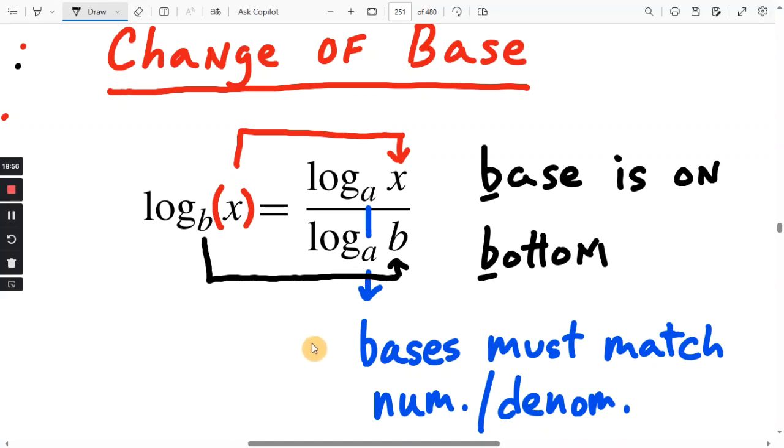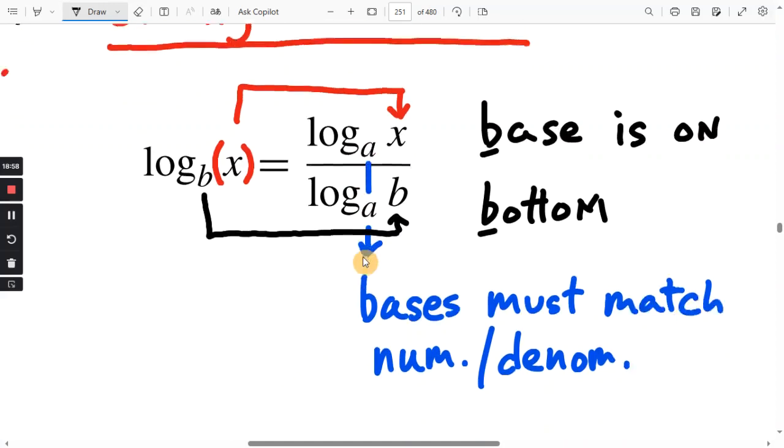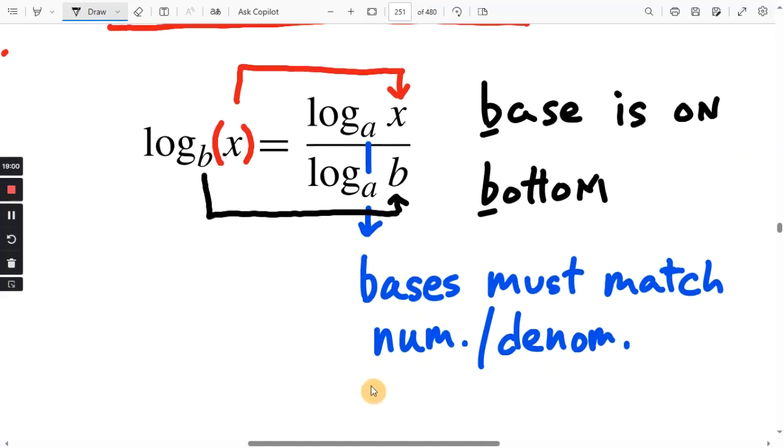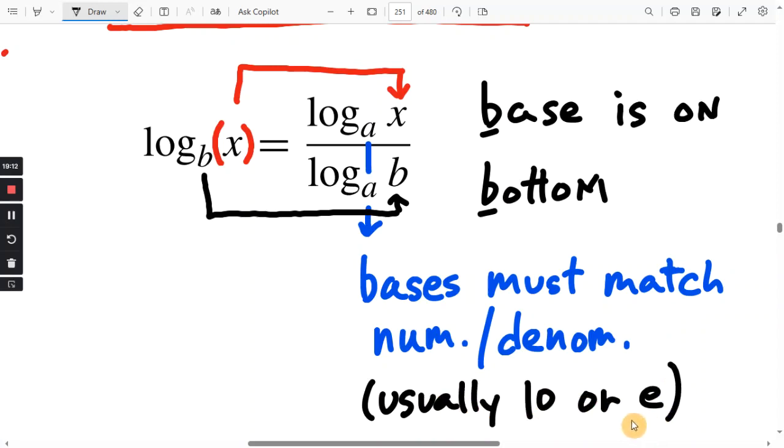All right, and by the way, this base a, I'll put this in parentheses. It's usually going to be base 10 or base e, because base 10 is the log on your calculator, and e is the ln button on your calculator. So usually the base is going to be a 10 or an e.